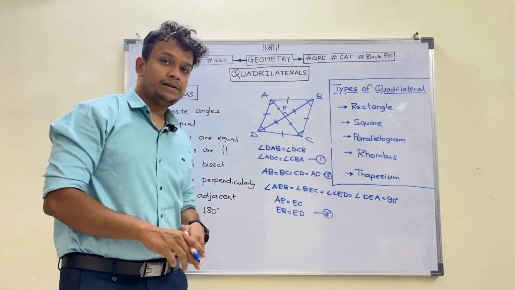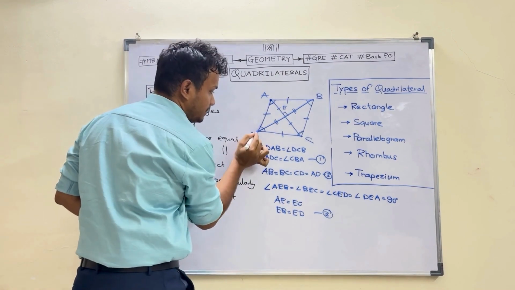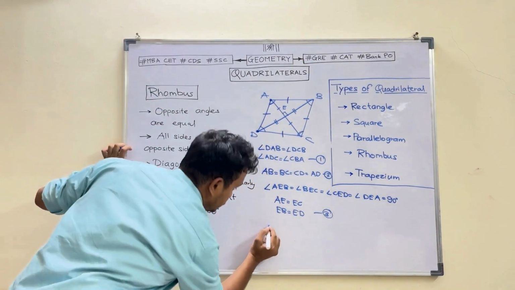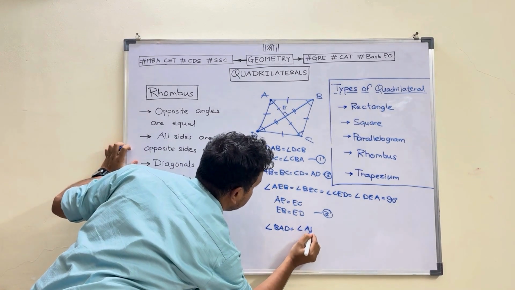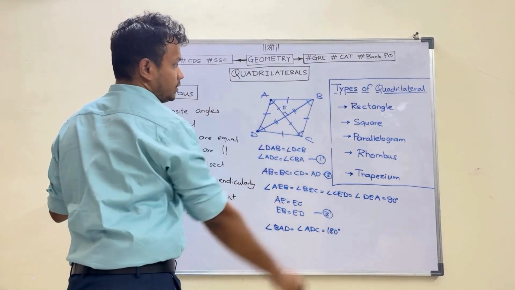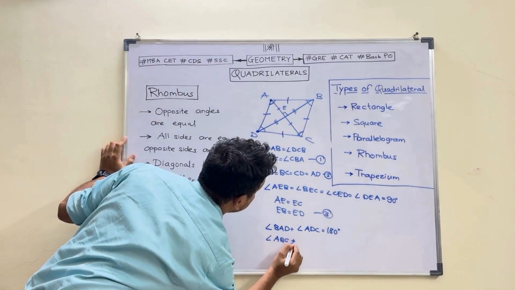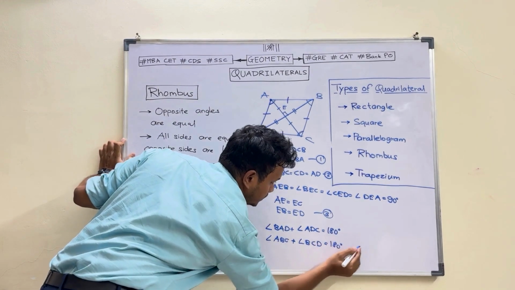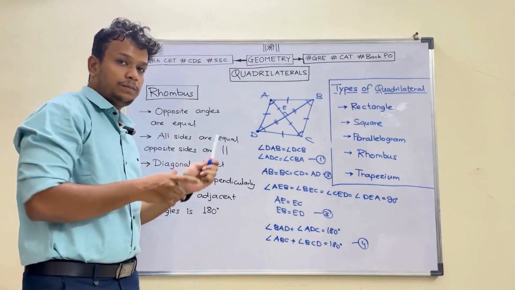What does the fourth property tell us? The sum of adjacent angles is 180 degrees. So A and D I'll just consider here. A and D are my adjacent vertices. So the sum of these angles should be 180 degrees, correct? I'll note it here, angle BAD plus angle ADC is equal to 180 degrees. The same goes with the other set of adjacent angles. Angle ABC plus angle BCD is equal to 180 degrees. This is my fourth property. So these are the very important four properties of a rhombus.